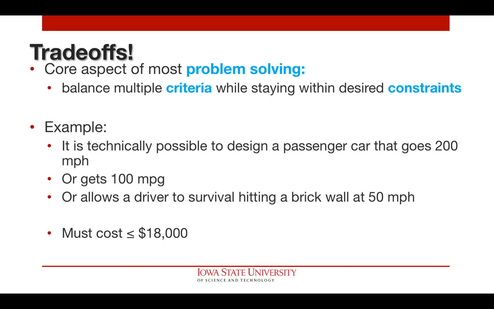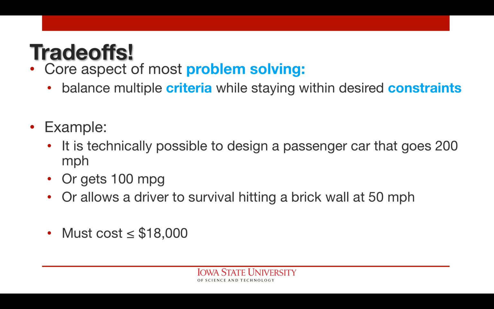And so we have an option here. We can pick and choose: do we want the vehicle to go 200? Well, if we want it to go 200 and we can't have it cost more than $18,000, we're probably not going to be able to have the driver survive after hitting a brick wall at 50, because we're going to have to use really light materials to get that vehicle to go that fast. Or on the flip side, if we wanted to get 100 miles per gallon, we've got to cut some things in the speed and in the impact.